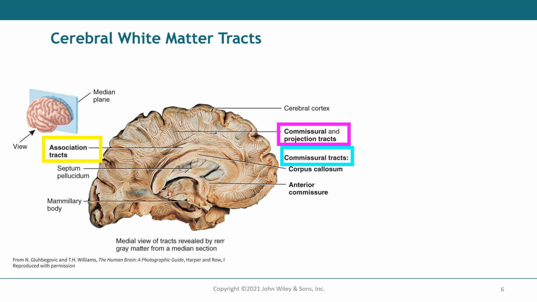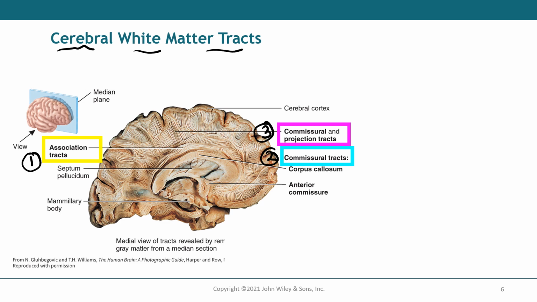So now we're going to talk about the cerebral white matter tracts. And there are 3 types. So the first type is here, the association tracts. Second type is here in blue, the commissural tracts. And the third type is here, the projection tracts. So these 3 types are axons of white matter that connect different regions of the brain.